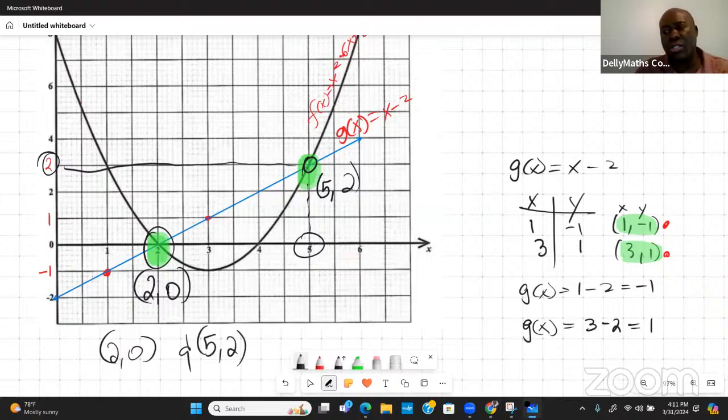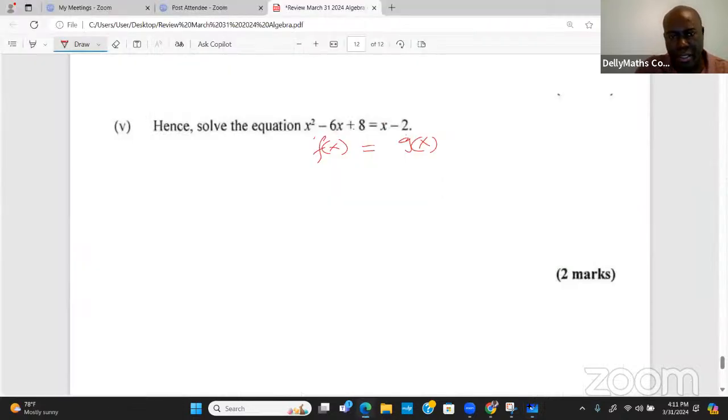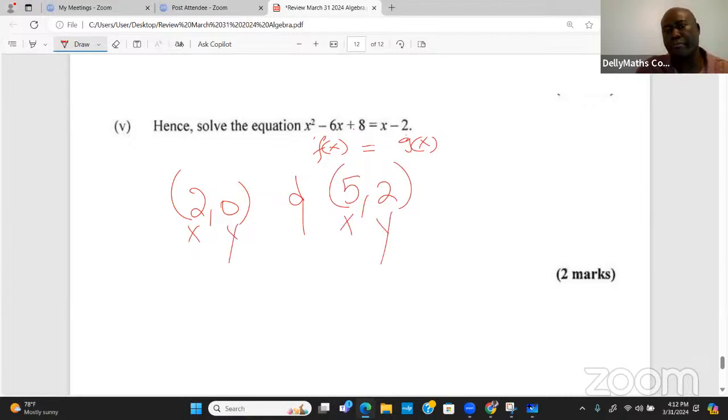Remember, the idea is that the solution is where they cross each other. Because if you have two graphs on one axis, meaning on one graph paper on the same axis, or as they phrase it, where they cross path, that's where they're equal to each other. That is their solution. So if you're able to read off their coordinates, then you would have gotten their answer there. And that is 2, 0, and 5, 2. Remember, x, then y, x, then y.